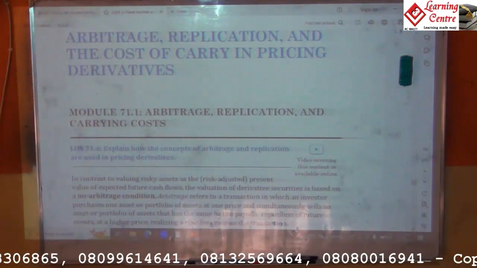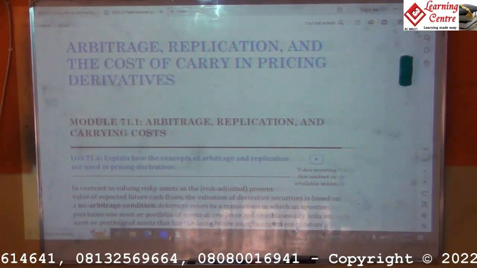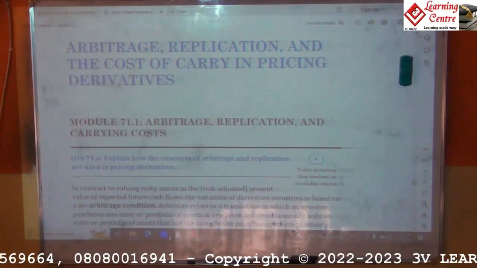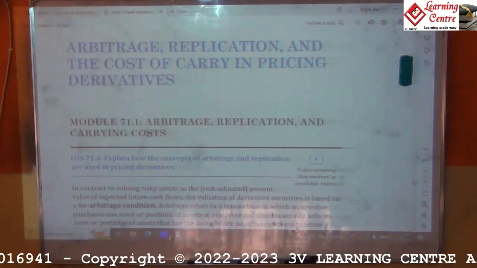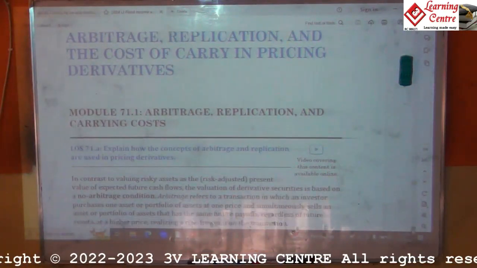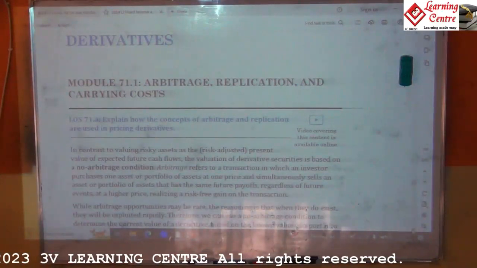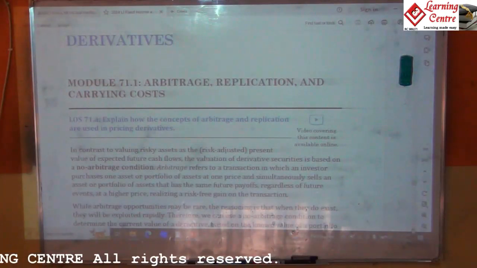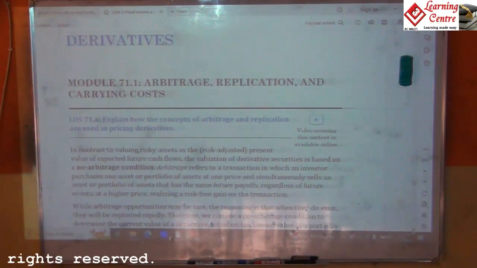So I think I've explained this before. Arbitrage is a situation where, if I buy something in one market, and I transfer that same thing to another market, without any special cost, it means that I have made an arbitrage profit because I have moved.